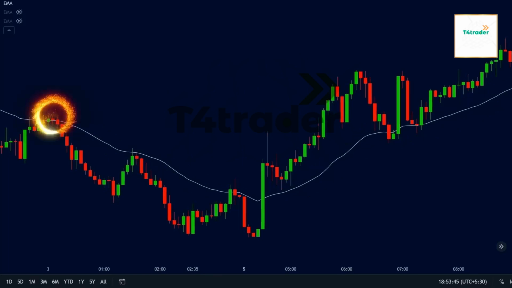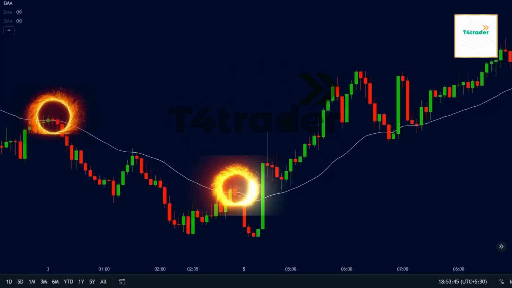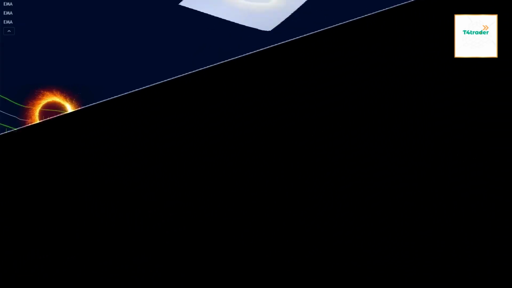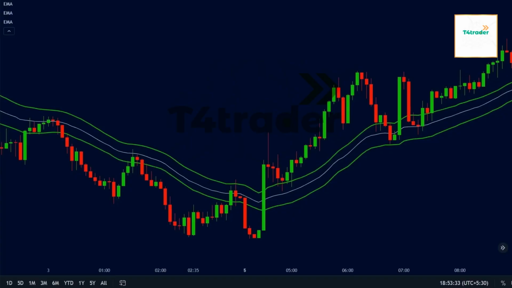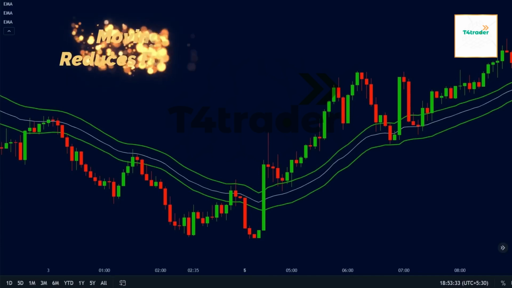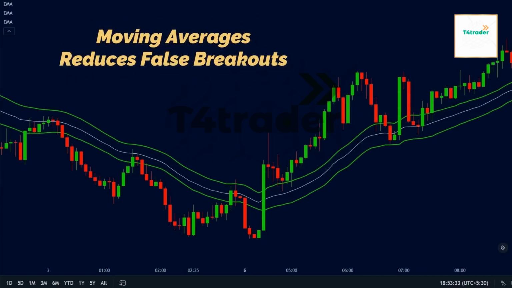If you use only one moving average line, you will see a lot of fake breakouts. Most traders find it confusing, especially beginners. These moving averages act as a channel or zone, holding the price within the channel. It reduces false breakouts, and allows you to enter trades after the price breaks through the channel.